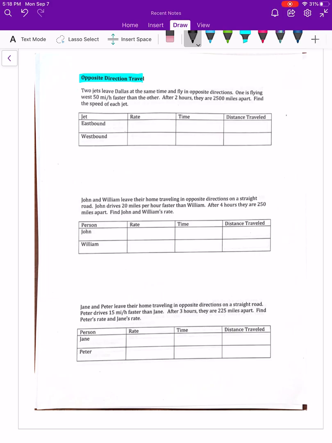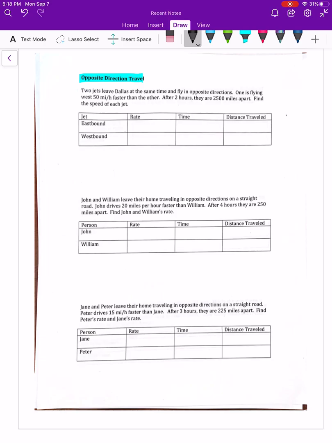It says, two jets leave Dallas at the same time and fly in opposite directions. One is flying west at 50 miles per hour faster than the other. After 2 hours, they are 2,500 miles apart. Find the speed of each jet.